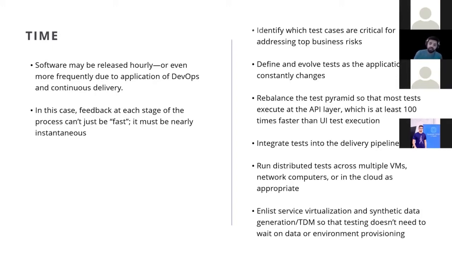And then after identifying the tests associated with the risk, identifying all the layers and categorizing them based on the test pyramid, we integrate this into the delivery pipeline where we could run on virtual machines or cloud computers in a parallel manner.